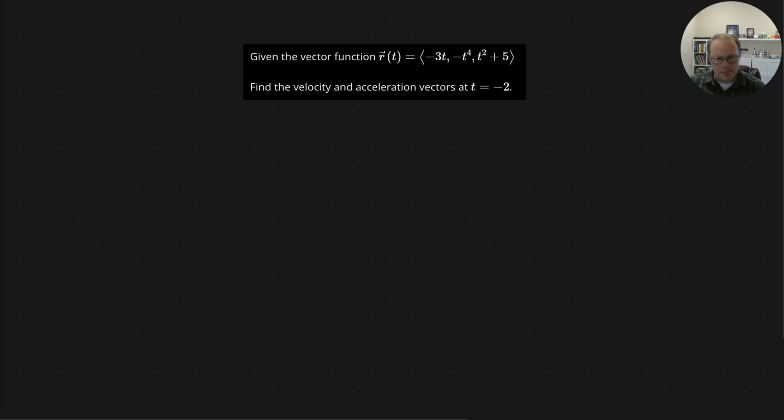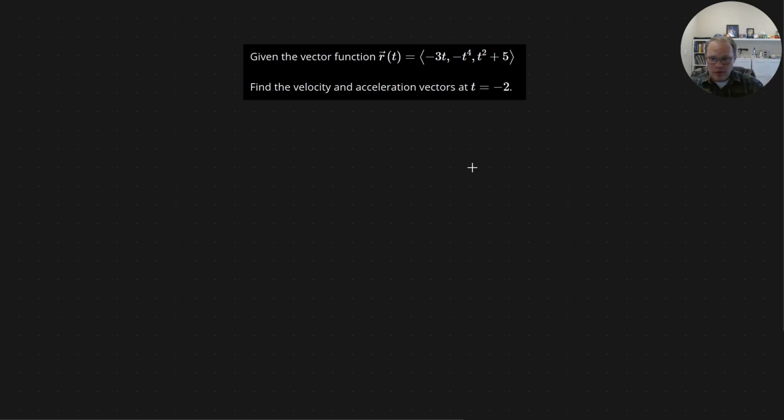Let's do a quick example. We have a vector function. That vector function is describing the motion of some particle or object in space. Okay? We want to find the velocity and acceleration vectors of this object when the time is -2.